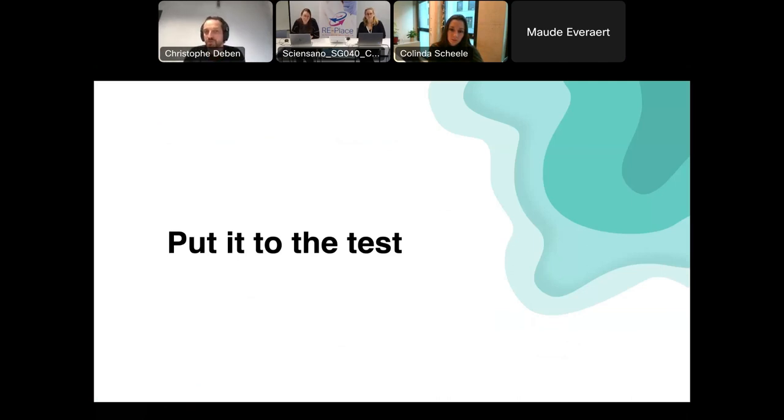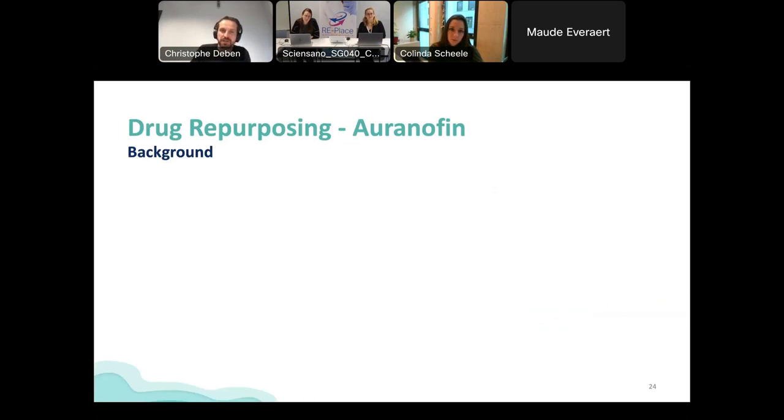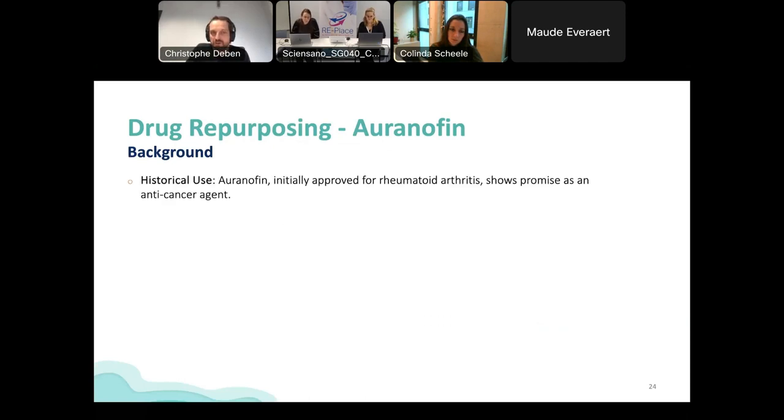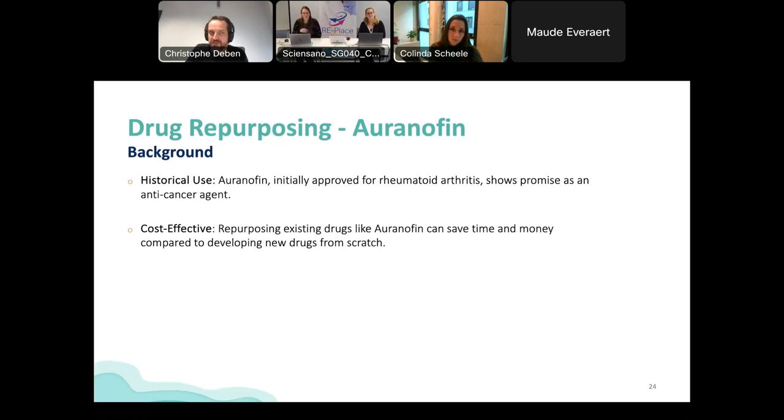So this pipeline is fully automated, and we really wanted to put this new pipeline to the test. So we tested a drug, auranofin, which I used back in the days when I was still a PhD student. And it's a drug that is normally used for rheumatoid arthritis. But it has shown very much promise as an anti-cancer agent. And repurposing drugs that are already off patent is, of course, very cost effective because it's already clinically approved for other indications and there's no patents involved anymore.